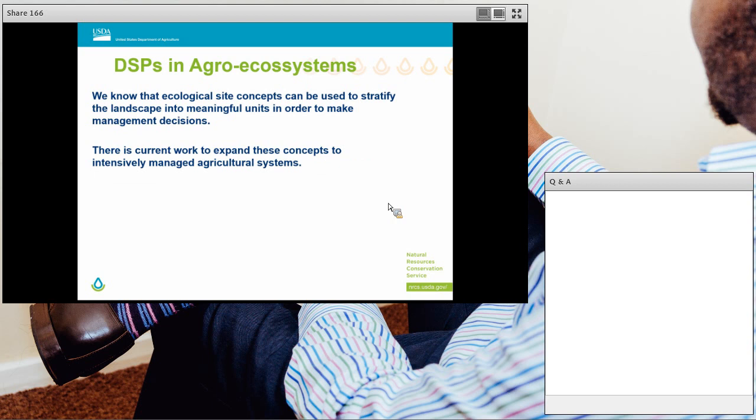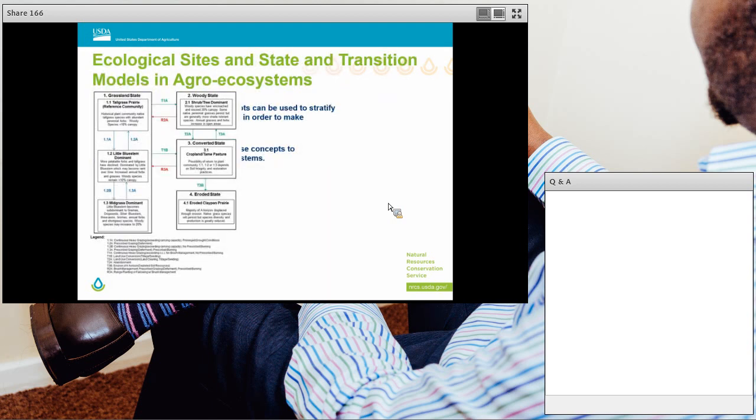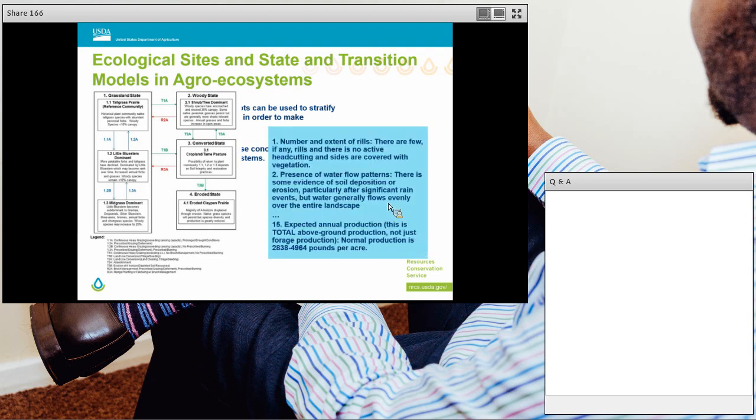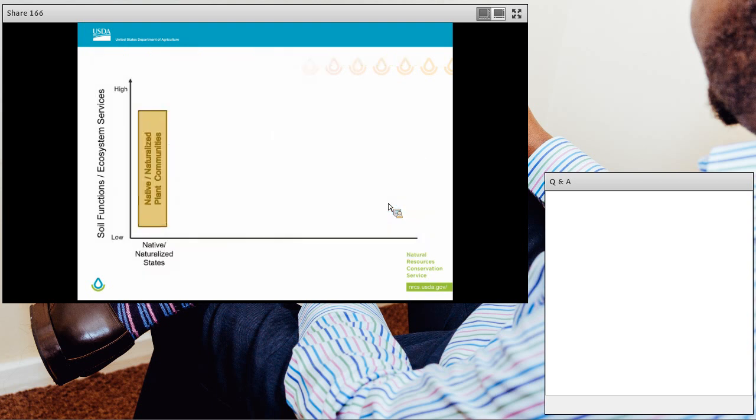So we know that ecological site concepts can be used to stratify the landscape into meaningful units, and we know that we can use them to help make management decisions, and really just to serve as a framework. Usually we use it for biological and vegetation issues, but we can do the same with dynamic soil properties and soil properties in general. So if you think about an ecological site state and transition models, often they include a converted state or a field state or something about how the land can be managed.